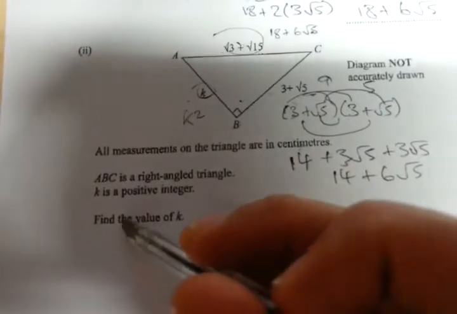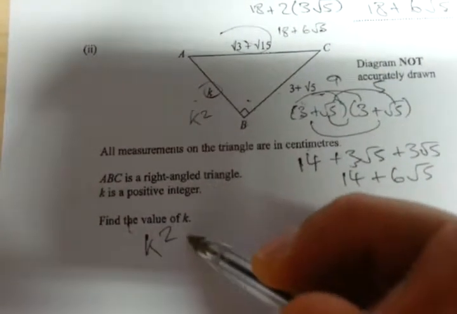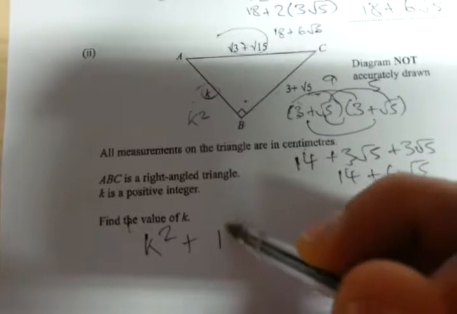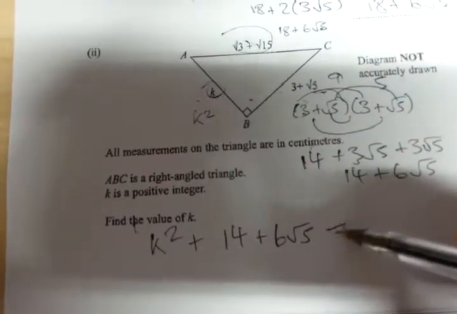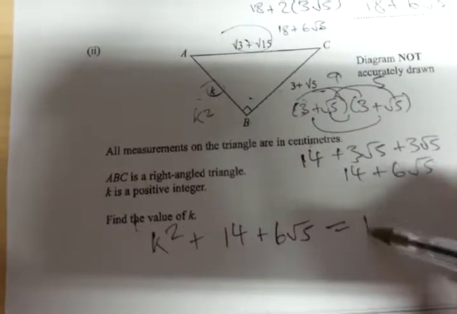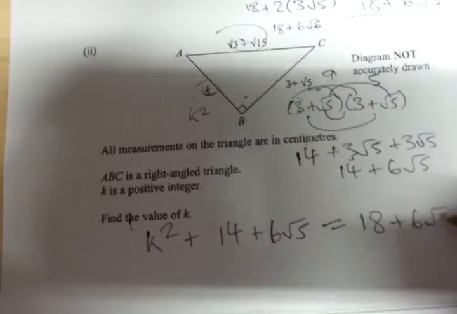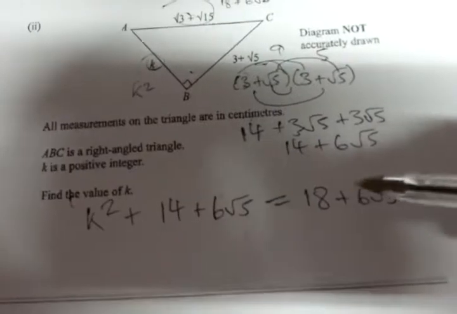That's your equation. So if we apply Pythagoras' rule, then the two sides that you can square and add make k squared plus 14 plus 6 root 5. And that adds to make the other side squared, which we worked out from the previous part of the question, is 18 plus 6 root 5. And now it's going to be quite easy to simplify.